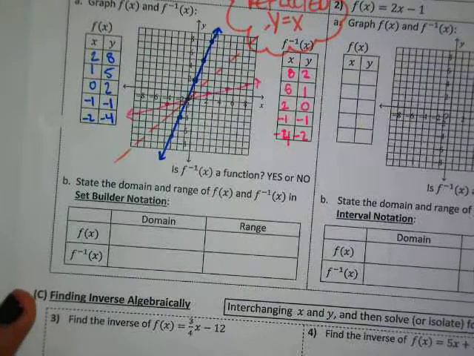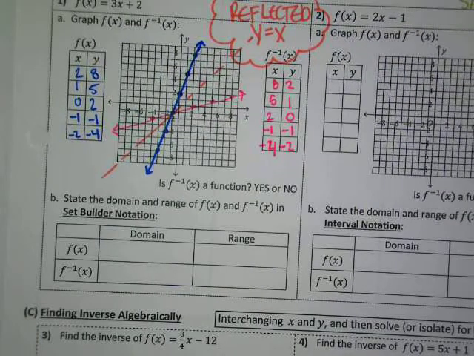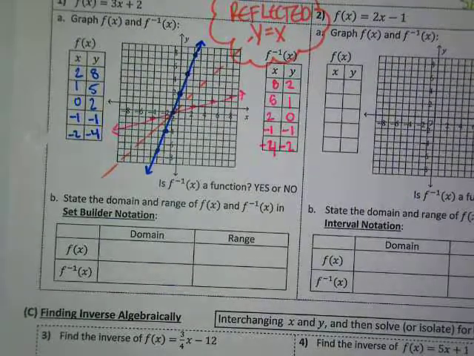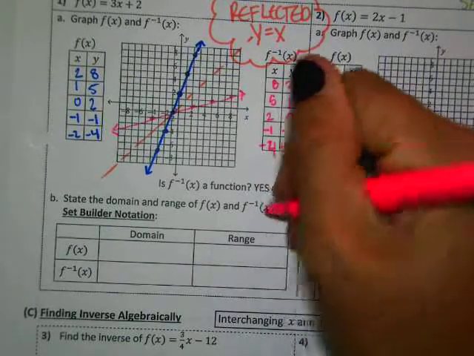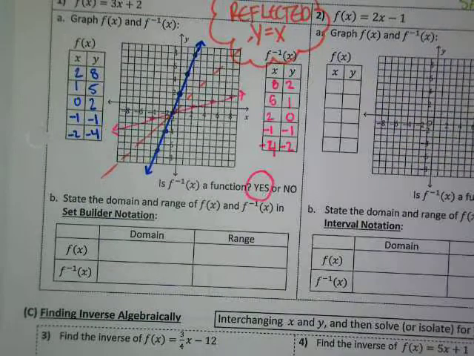It says, is the inverse a function? Now, the inverse of a linear is another linear, right? Are linear graphs functions? Yes. So, will inverses of linears always be functions? Yes. Because your linear graph's inverse is another linear, it will always be a function.